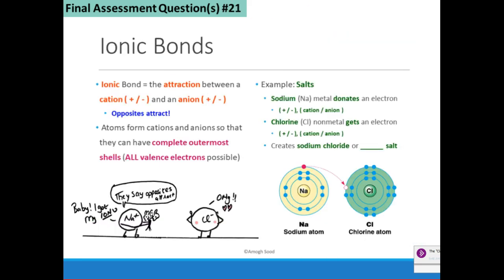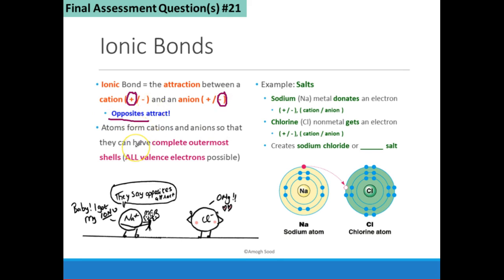Thank you. All right, so right after that, let's talk about ionic bonds. So remember, ionic bonds are when we have an attraction between a cation and an anion. Remember, cations are positively charged ions. Anions are negatively charged ions. And the reason they're attracted to each other is, again, because opposites attract. Positives are attracted to negatives.